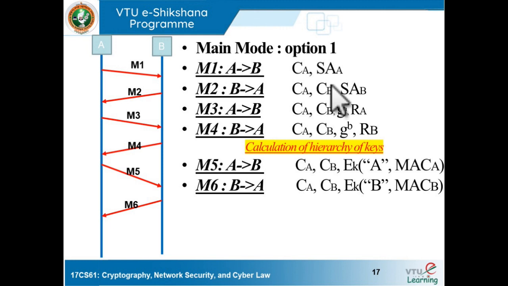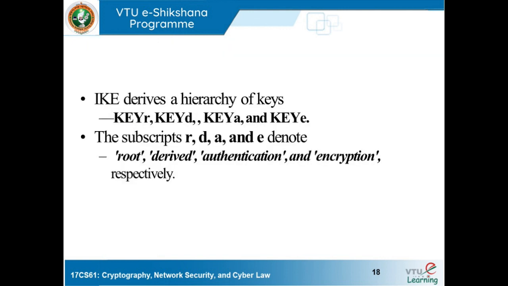Now once the message 4 is sent to A, there will be a calculation of hierarchy of keys which will be used for message 5 and message 6. But first, before moving on to message 5 and message 6, let's have a look at the key generation information.